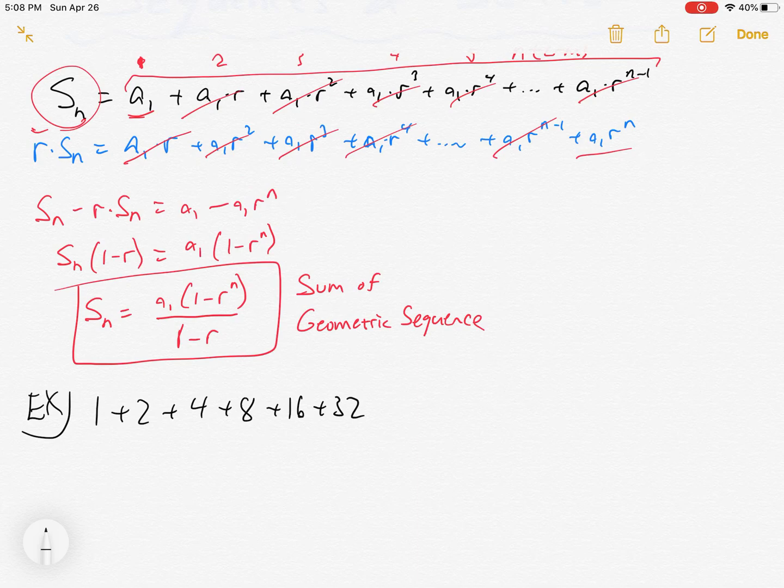So the first example is this. What is 1 plus 2 plus 4 plus 8 plus 16 plus 32? Now you could add these, right? 3, 7, 15, 31, 63. But I want to test my formula out. Let's see if we really get 63.